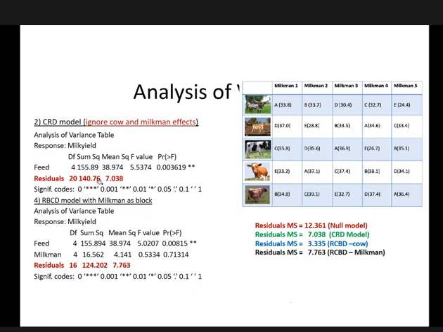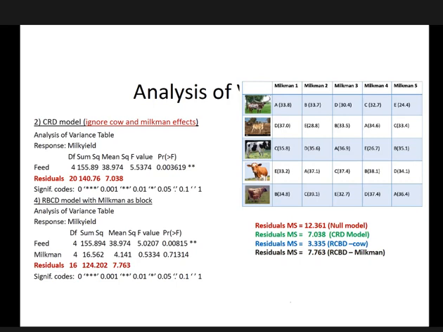Now let's go to our model number 4. Model number 4 has feed and the milkman, and we had agreed that between model 3 and 4, model 4 should be the one with the biggest error. You can see from here that model 4 is actually 7.76, and it looks like model 4 performs even worse than model number 2. Do you see?